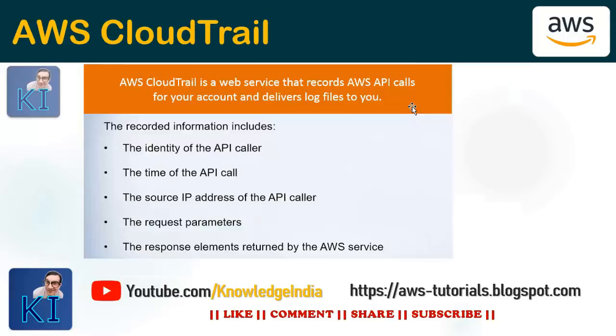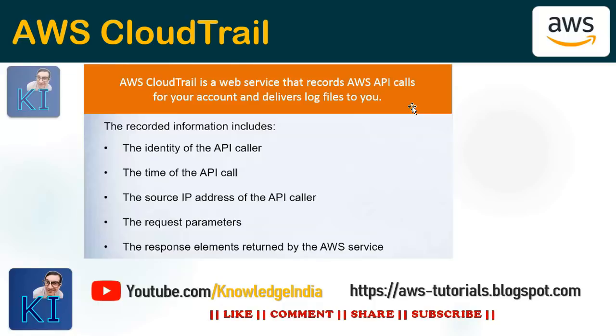So CloudTrail is a web service that records all AWS API calls and delivers it in the form of log files to you. So what all gets recorded in that log file? The identity of the API caller, who called that particular API, at what time it got called, from which IP address that call happened.